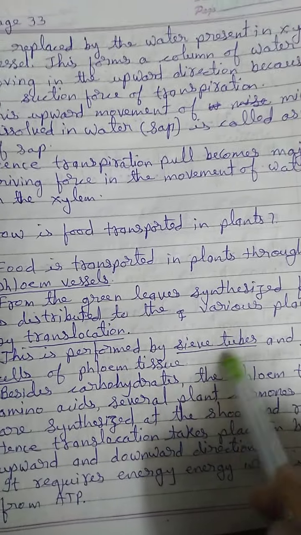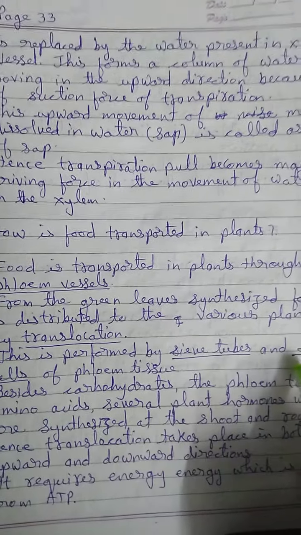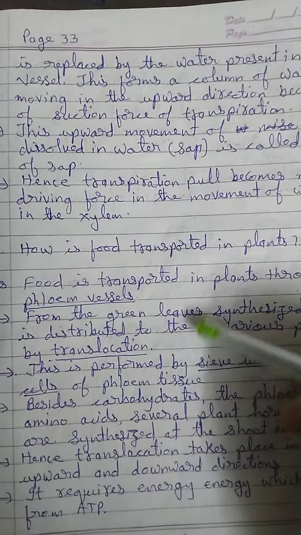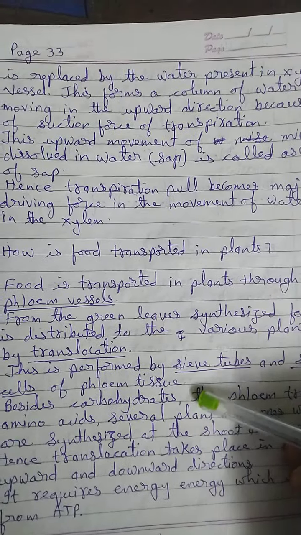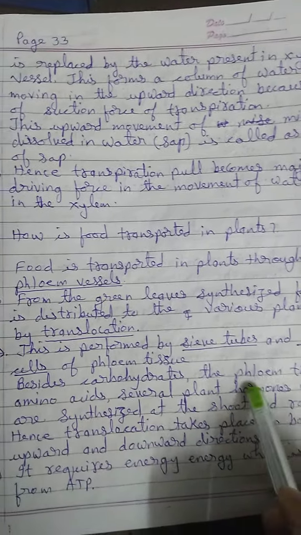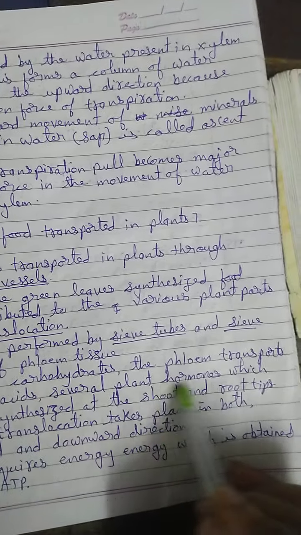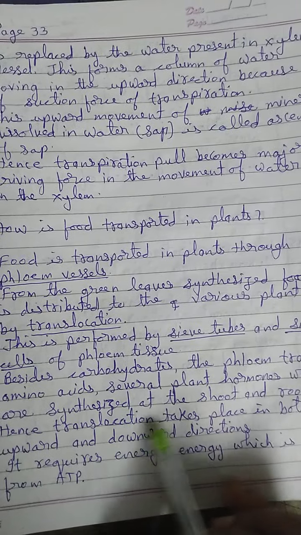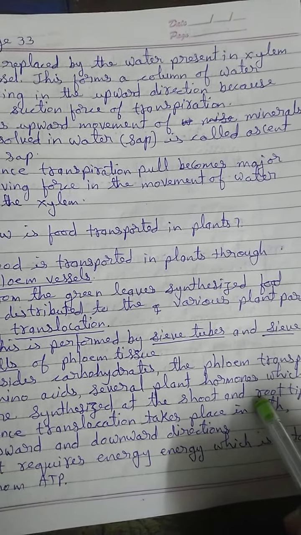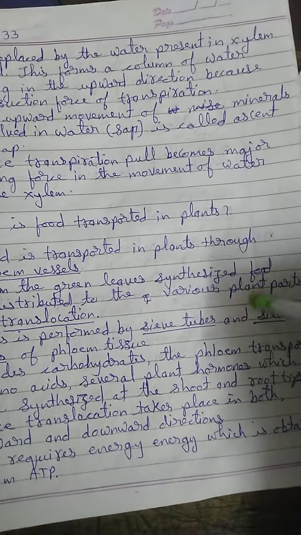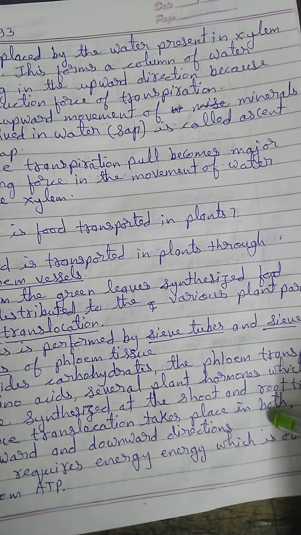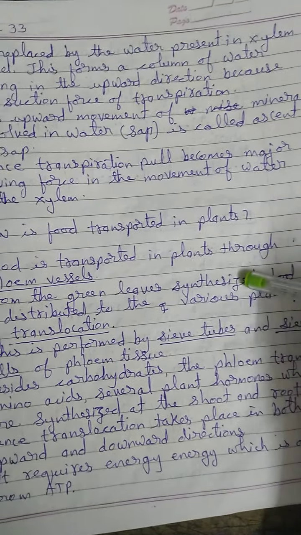Sieve tubes are present in the taller trees and bigger plants, and the sieve cells are there in the smaller plants like herbs. Now this phloem tissue transports the food, and besides carbohydrates, it also has to transport amino acids and several plant hormones which are synthesized at the shoot tip and the root tip. That means the translocation has to be done from the leaves towards the lower downward portion, that is from the leaves towards the roots, as well as from the roots even towards the leaves.